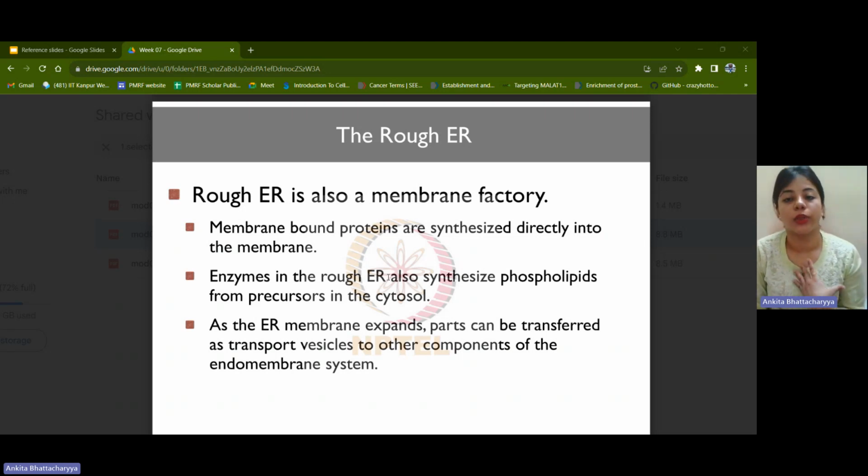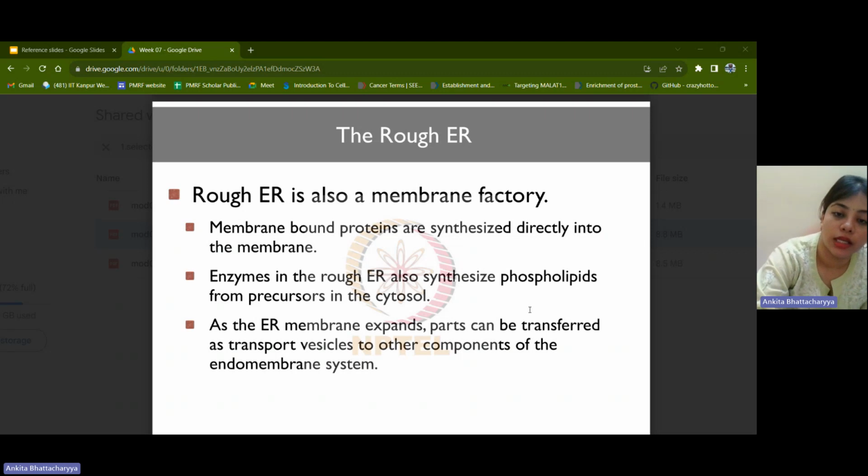Some functions include the fact that they synthesize phospholipids, which is kind of similar to what we talked about with the smooth endoplasmic reticulum, that it also is involved in the synthesis of lipids in some cases, and in the oxidation of lipids in some cases. In the case of rough endoplasmic reticulum, in a large number of cases, it produces phospholipids from the precursors which are already present in the cytosol. As the ER membrane expands, some parts of it can be transferred as transport vesicles to other components of the endomembrane system, which is what I talked about as the pinching, that little vesicles are pinched off from the larger organelle and then carried forward to their destined location.